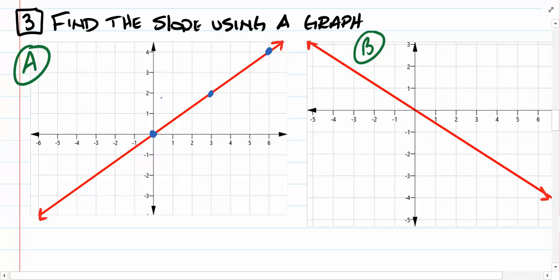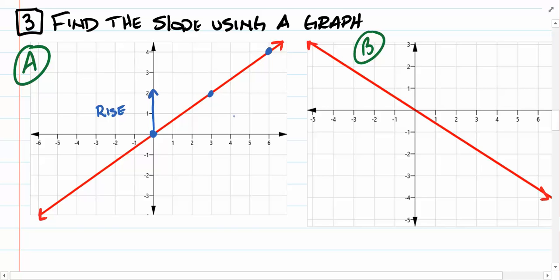Okay, so I want to calculate the rise. The rise is how far up I need to go to get even with that second point. This is what's considered the rise. Okay, so the reason I know that this is a rise is because when I go left to right, the graph goes up.